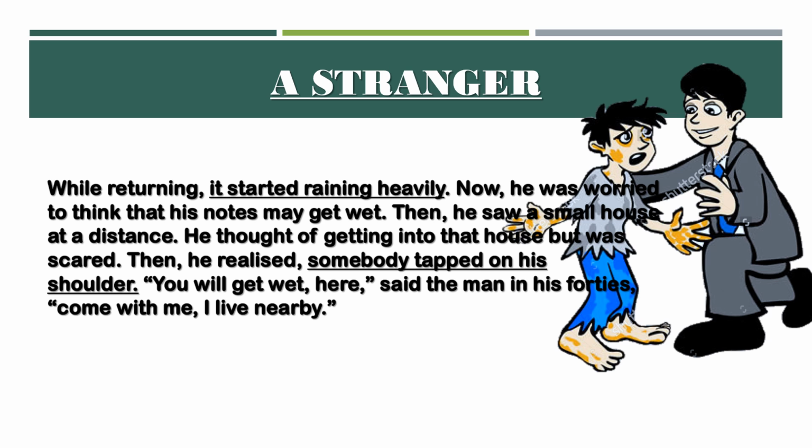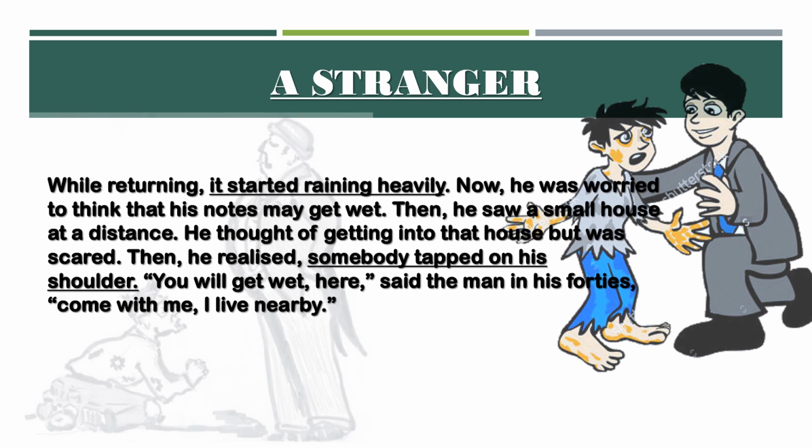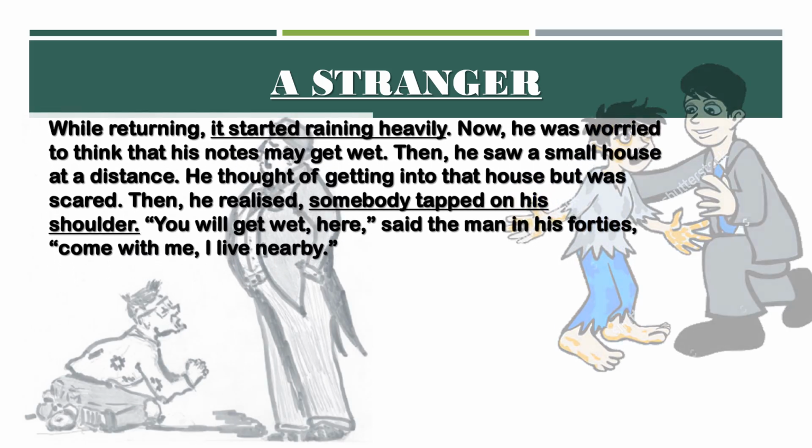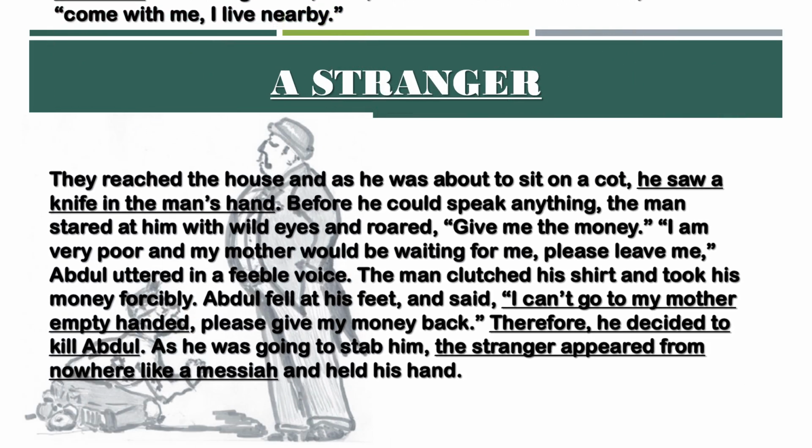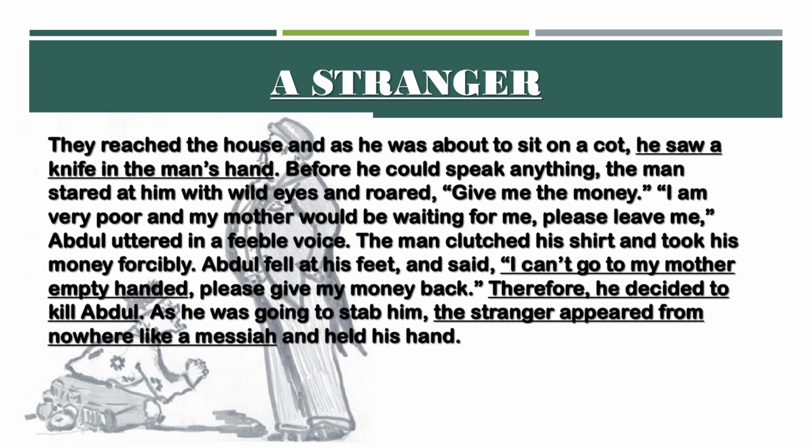"You'll get wet here," said the man in his 40s. "Come with me, I live nearby." And the dialogues are also given to the characters. They reached the house, and as he was about to sit on a cot, he saw the knife in the man's hand. Here we can see the conflict. Abdul is going with a man for help, and that man turned out to be a thief.